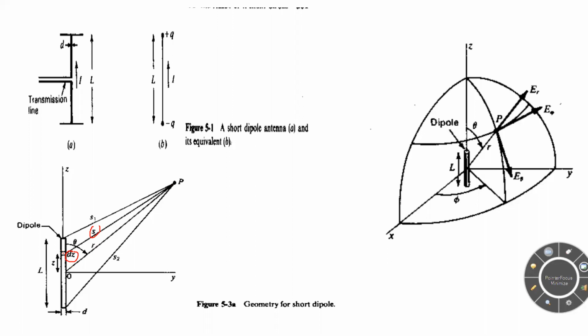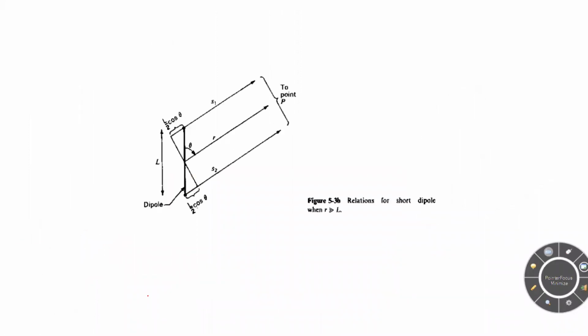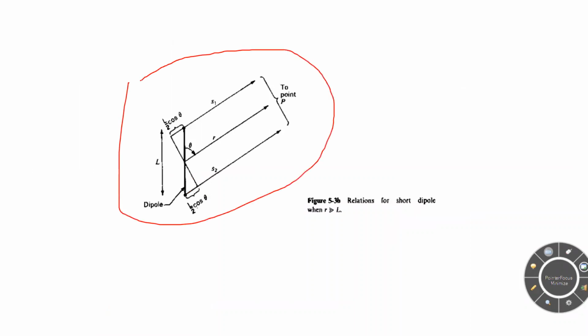Now, what is the other thing? When we move this point to a far-off distance, the lines we are observing, S1, R and S2, will be almost parallel to each other. That is the assumption we make here.